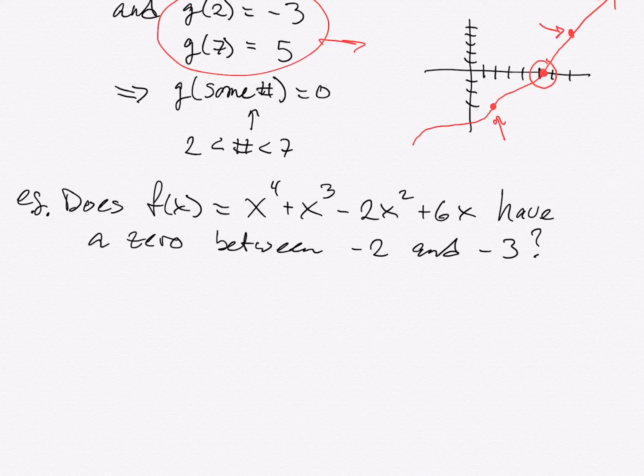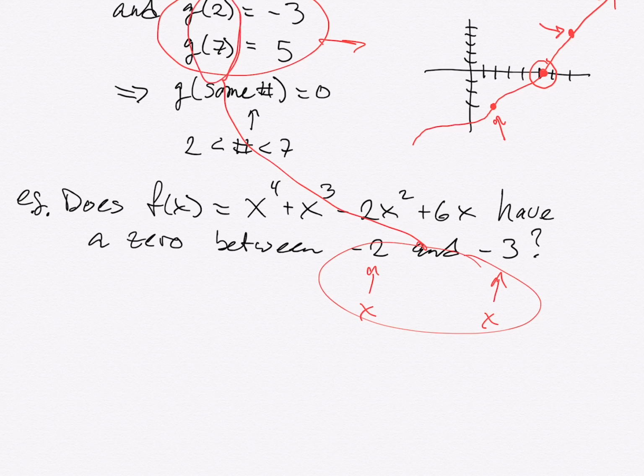Now remember, these are both x values. These are the equivalent to these x values. So we now need to look at the corresponding y values. We're going to have to calculate those, and then we'll see. If one of the y values is below the x-axis and one of the y values is above the x-axis, then at some point we must have crossed the x-axis.